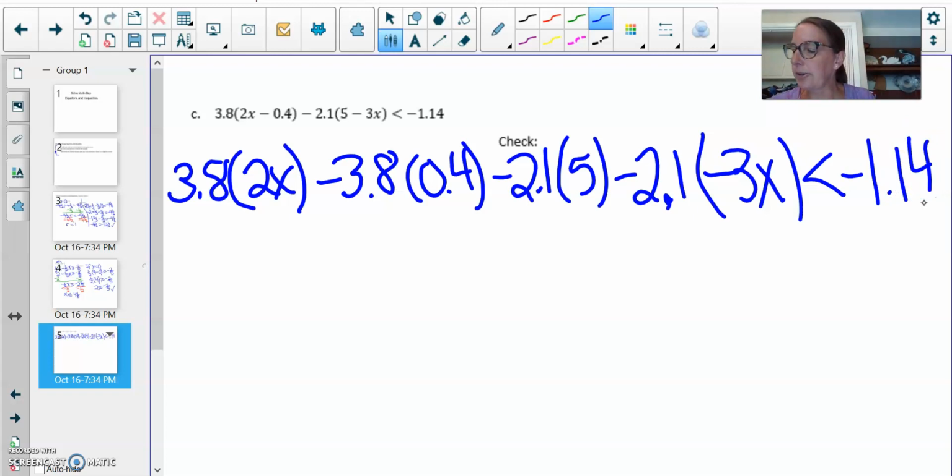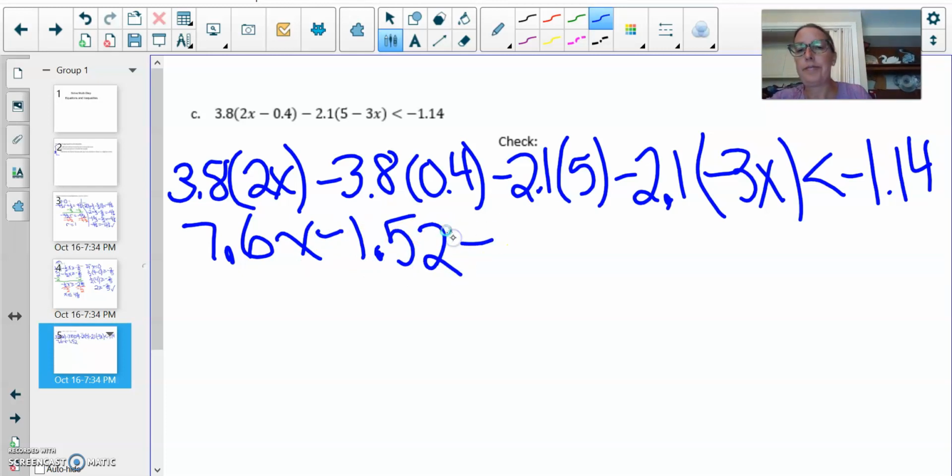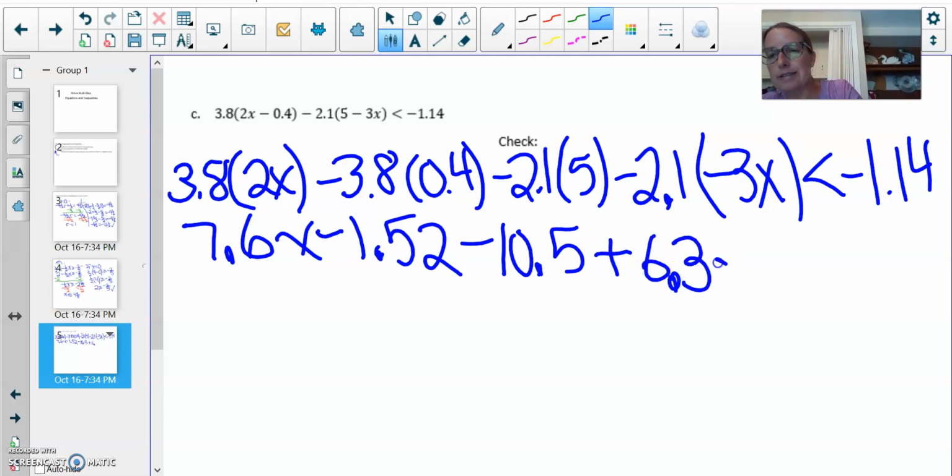Now I have to multiply out each term. So 3 8/10 times 2 is 7 6/10 x, minus 3 8/10 times 4/10 is 1 52/100, so minus 1 52/100, minus 2 1/10 times 5 is 10 5/10. Now we have negative 2 1/10 times negative 3, which makes it positive, or plus 6 3/10 x, is less than negative 1 14/100.